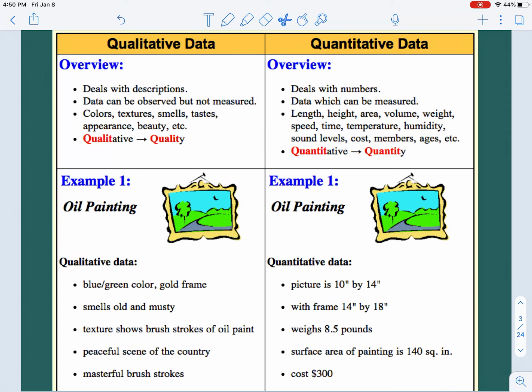For the examples that we see here, the right-hand side is quantitative, and if you'll notice, we have numbers here, and then they're all followed by something. So 10 inches, 14 inches, 8.5 pounds, 140 square inches, $300. These are not only numbers, but these are numbers that are accompanied by some sort of unit. And so those units are going to give meaning to those values.